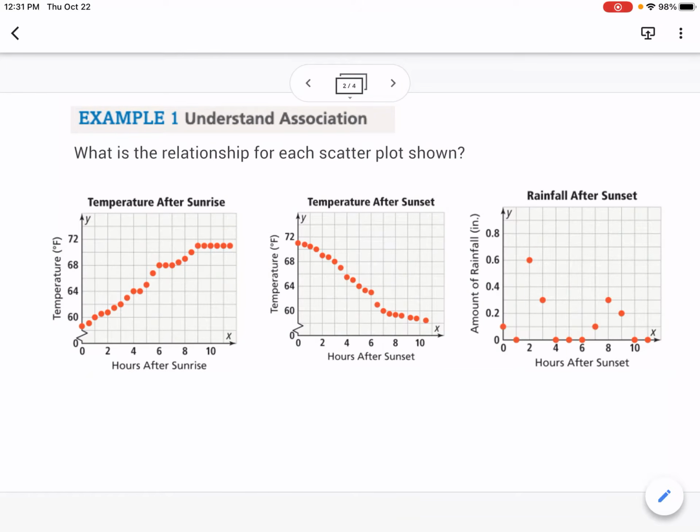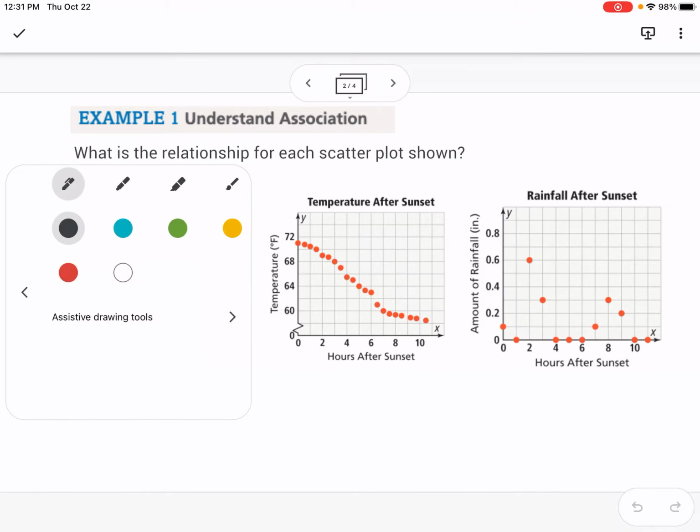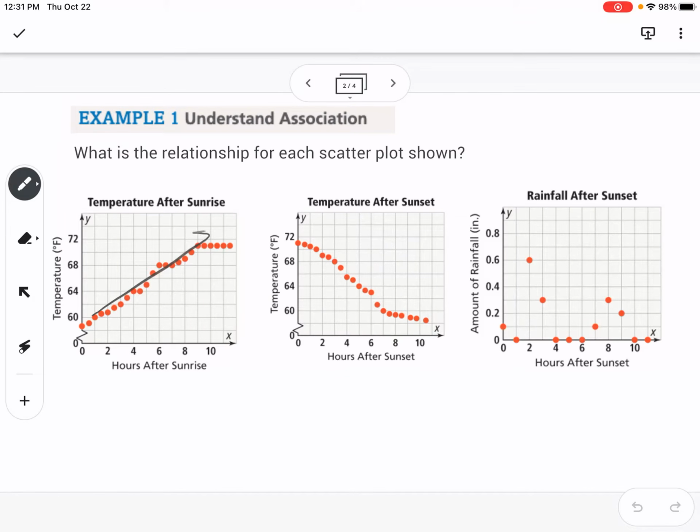Okay, so our first example is to understand association. It says, what is the relationship for each scatter plot shown? So the first one says temperature after sunrise. So we have hours after sunrise and we have temperature. And you can see that all the dots are close together, and they look like they're kind of starting to form maybe a line, and it's increasing. So you can see it's going up positively. So this we would call a positive association.